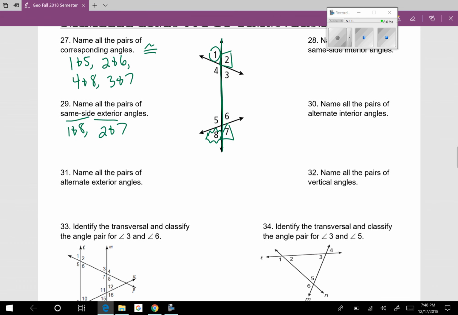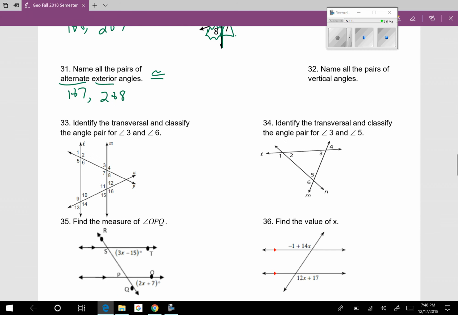Okay, 31. Name all the pairs of alternate exterior angles. So again, we want them to be outside the parallel lines, which they are here. Okay, and then we want them to be alternate on that transversal. So 1 is opposite 7. So 1 and 7. And then here 2 and 8. And your alternate exterior angles again are congruent. Your same side exterior angles are supplementary, so they add up to 180.